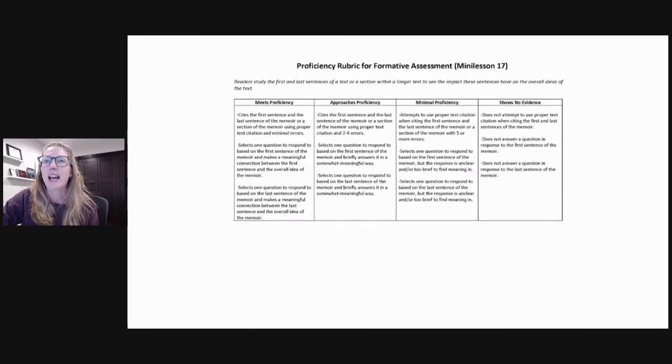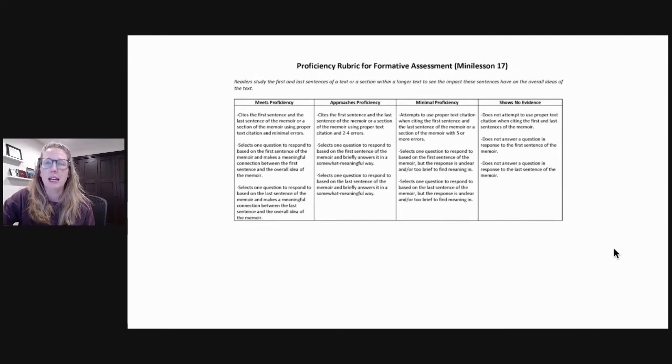All right, so for meets proficiency, really lay out exactly what you're wanting students to do. So I have cites the first sentence and the last sentence of the memoir using proper text citation and minimal errors, selects one question to respond to based on the first sentence of the memoir and makes a meaningful connection between the first sentence and the overall idea of the memoir, and then selects one question to respond to based on the last sentence of the memoir and makes a meaningful connection.